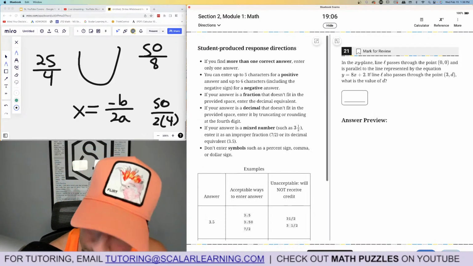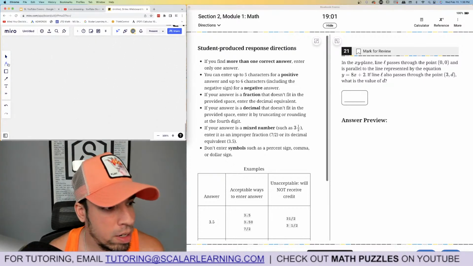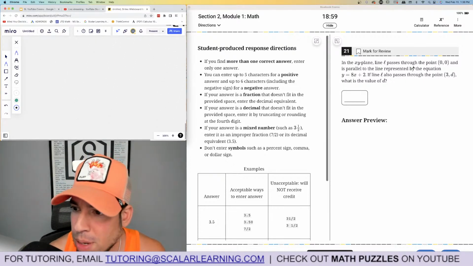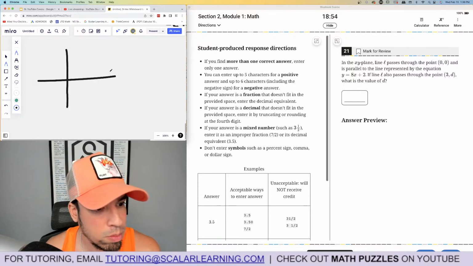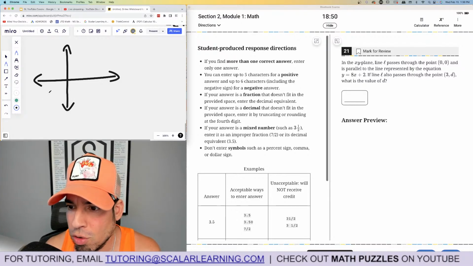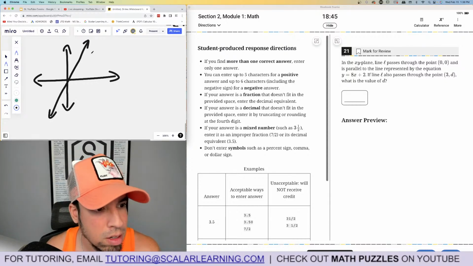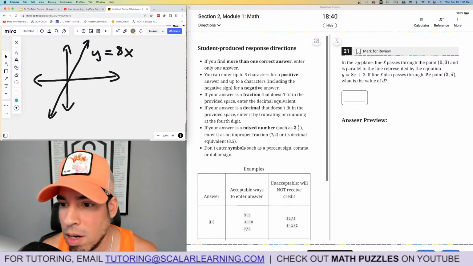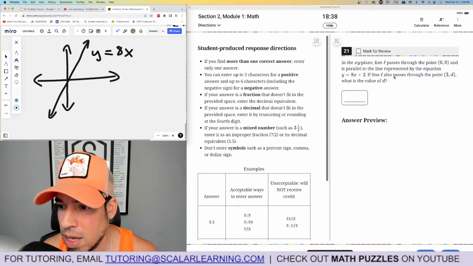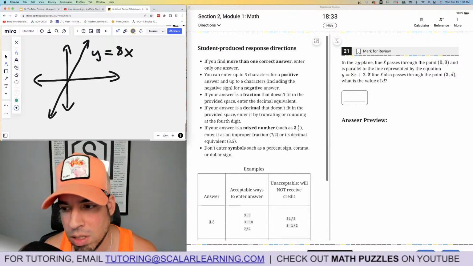All right. 21. Another free response. In the xy plane, line L passes through the point 0, 0. And here, let's draw that out. It passes through the point 0, 0 and is parallel to that. So it's going to have a slope like this of 8. And this would be y equals 8x if it goes to the origin, because that's your y-intercept. And if line L also passes through the point 3 comma D, what is the value of D?